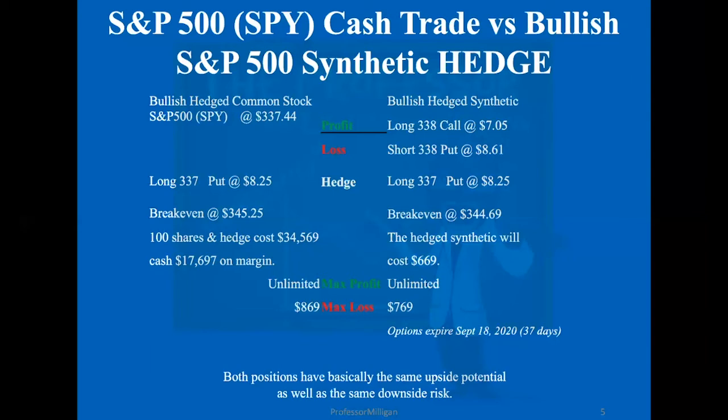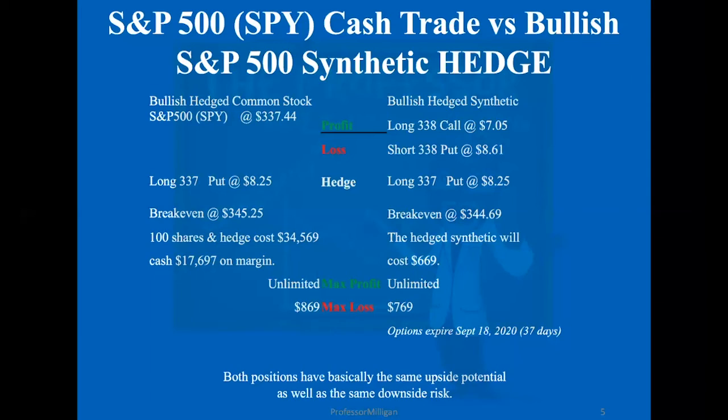The next thing you'll see is that the hedge will cost us a total. This whole synthetic hedge position will cost us $669. And just like the stock position, we have unlimited upside. But you'll notice our maximum loss is $679. Our maximum loss is the $669 that we spent for the positions, and the dollar spread between the two puts. That dollar spread is another $100. So our max loss is $679.